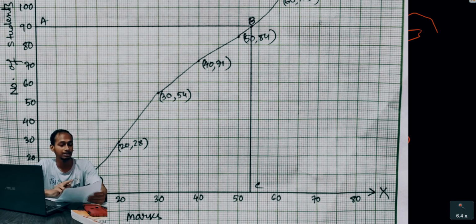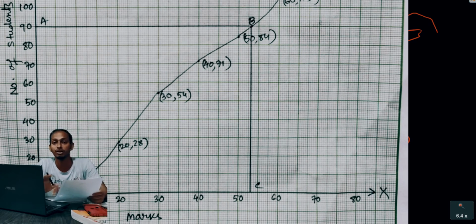I have taken a point A at the 90 mark on the y-axis, and then I have drawn a horizontal line, which meets the ogive at the point B. Then I have dropped a line down, parallel to the y-axis. If you check, I'm showing you by zooming in on the graph paper. You can see it's almost 53. So 53 is our median.